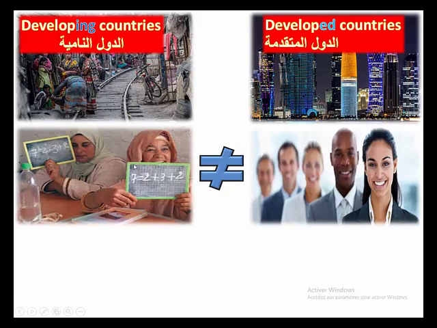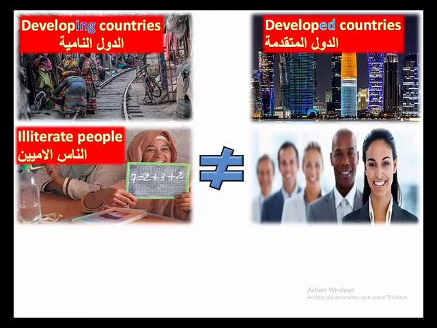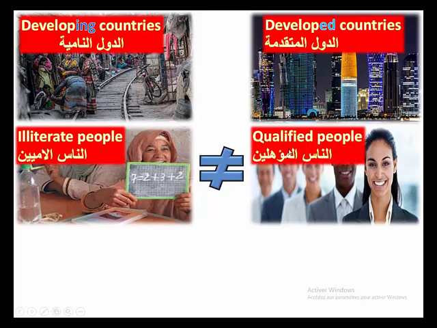Now we have another picture here. What does it show? Yeah, women fighting illiteracy. And here we are talking about illiterate people, who are people who don't or who didn't go to school and find difficulty reading, writing, or calculating. On the other side, we have qualified people. What do we mean by qualified people? Exactly. People who have skills, talents, knowledge, degrees, diplomas, and so on.